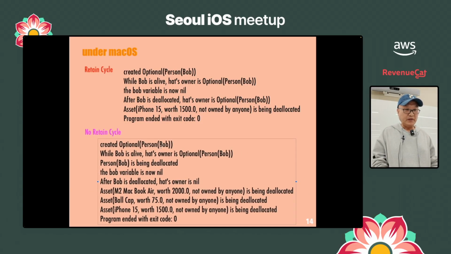As you see, what is the difference? Let's compare the console messages for retain cycle and no retain cycle. It's quite different. As I told, the optional person Bob is being deallocated, and the Bob variable is now nil. After Bob is deallocated, head owner is nil.